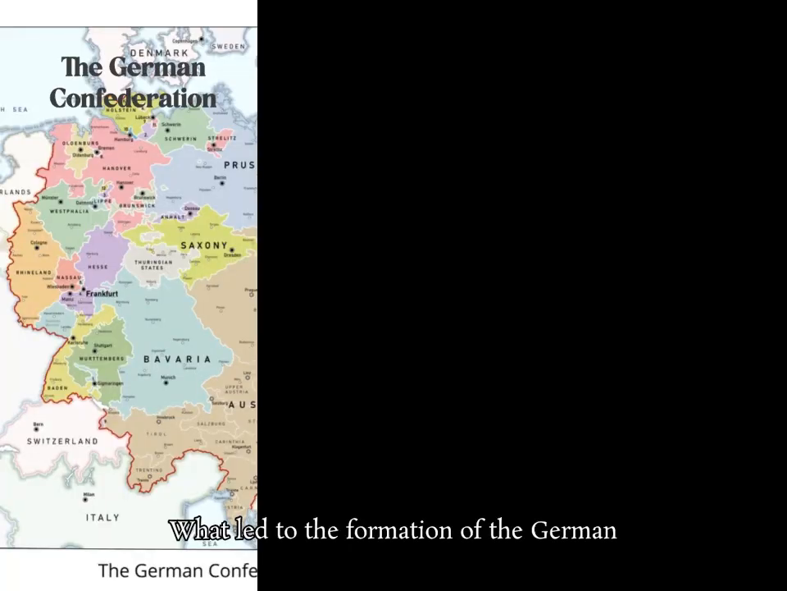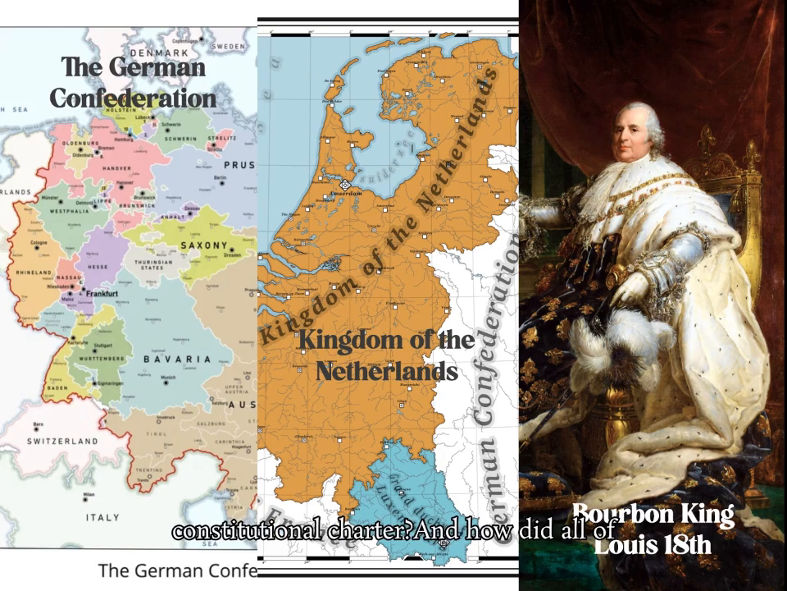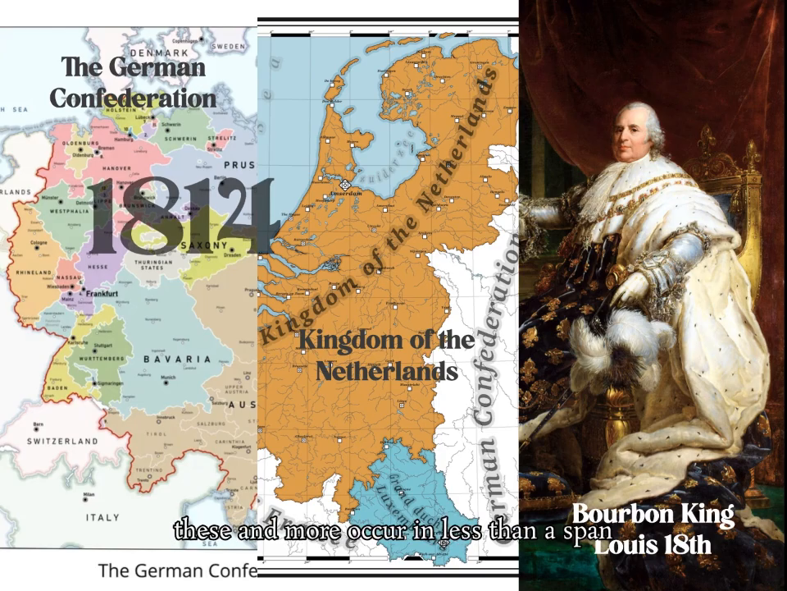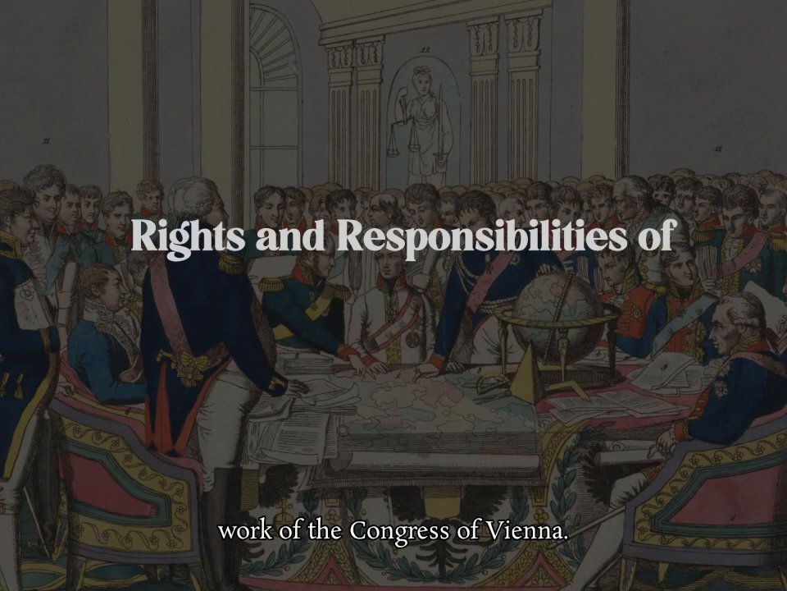What led to the formation of the German Confederation, the creation of the United Kingdom of the Netherlands, the drafting of the Treaty of Paris or France's constitutional charter, and how did all of these and more occur in less than a span of a year? All of these and more were the work of the Congress of Vienna.